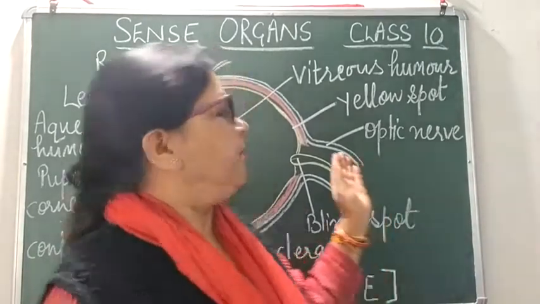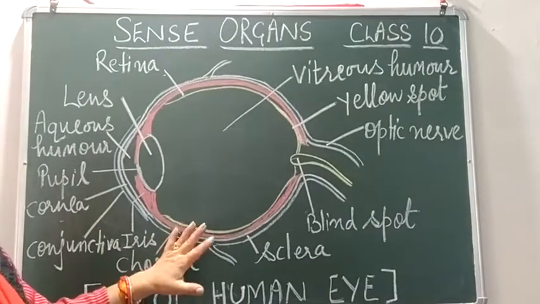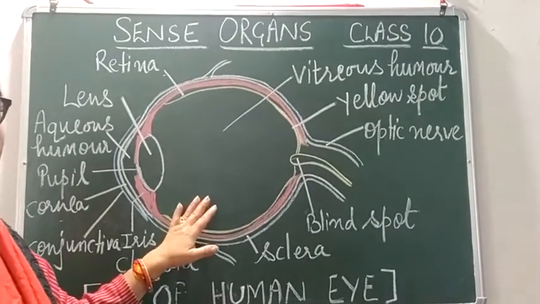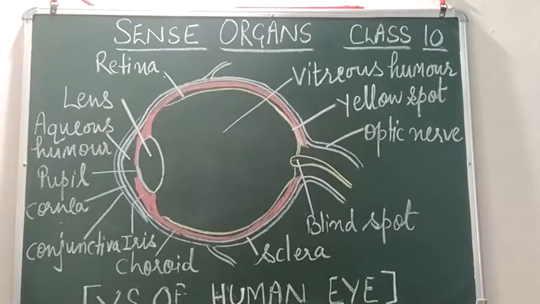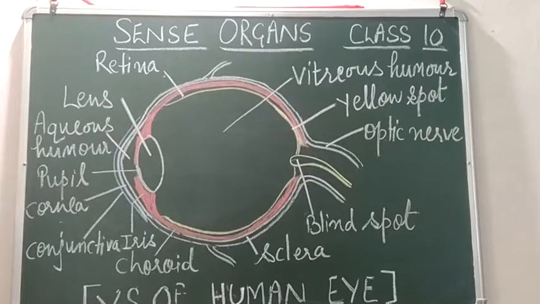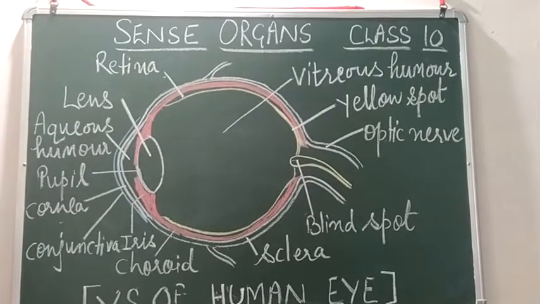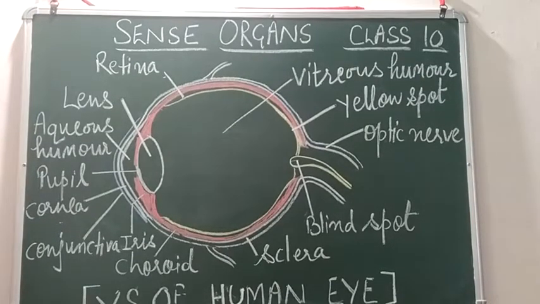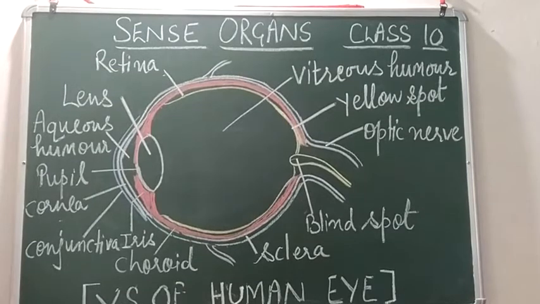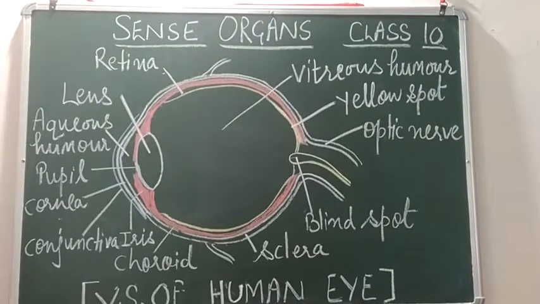Before I start the structure of human eye, let me tell you certain accessory parts of human eye. First of all, the eye is located in the deep socket or orbit on the front part of the head. Each eye is in the form of a ball, and that is why we call it eyeball. This eyeball can be rotated with the help of 6 muscles.